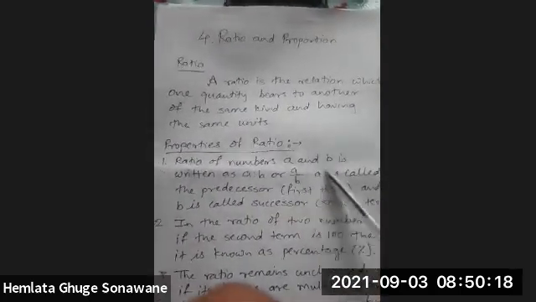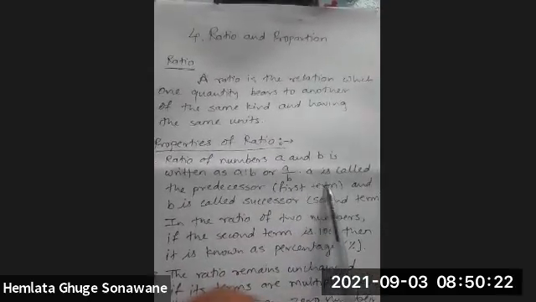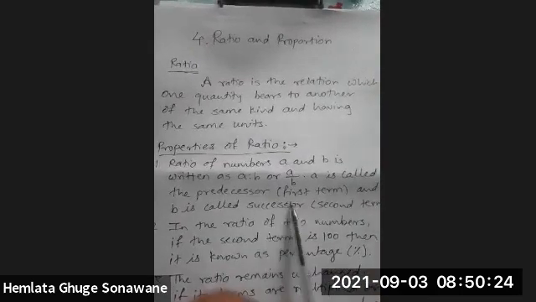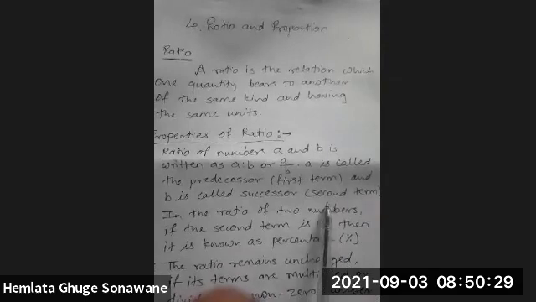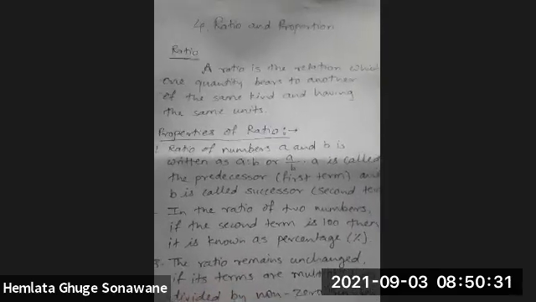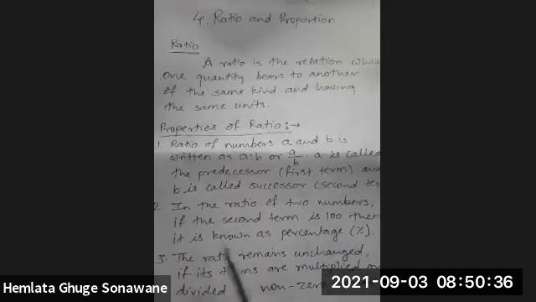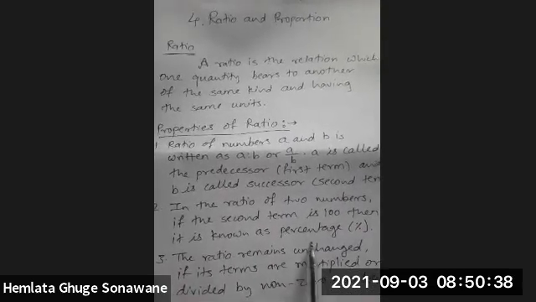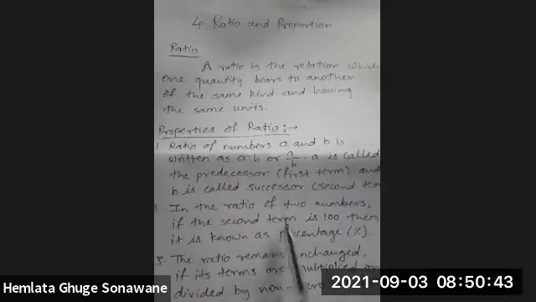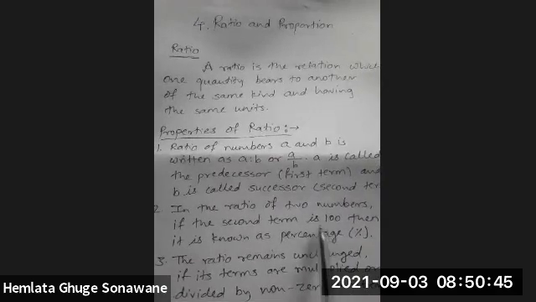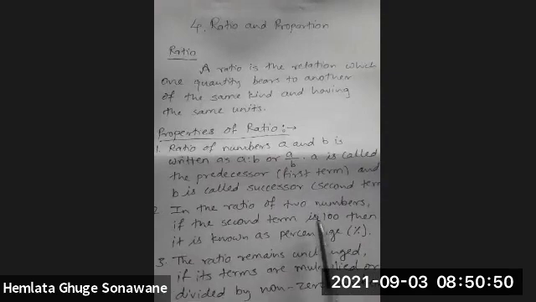Ratio of numbers A and B is written as A is to B or A upon B. A is called the predecessor, that is the first term, and B is called the successor, that is the second term. In the ratio of two numbers, if the second term is 100, then it is known as percentage. You are calculating the percentage of your exam. In the same way, you take the second term as 100, okay?